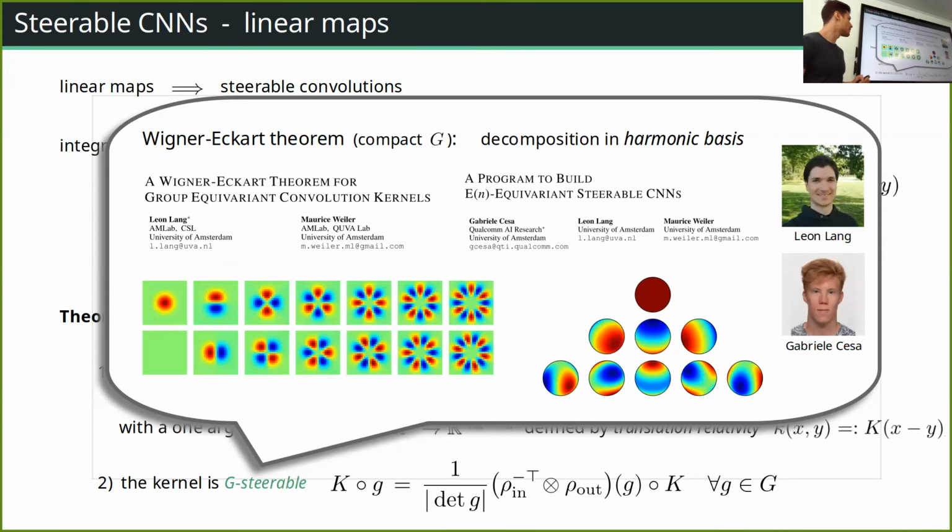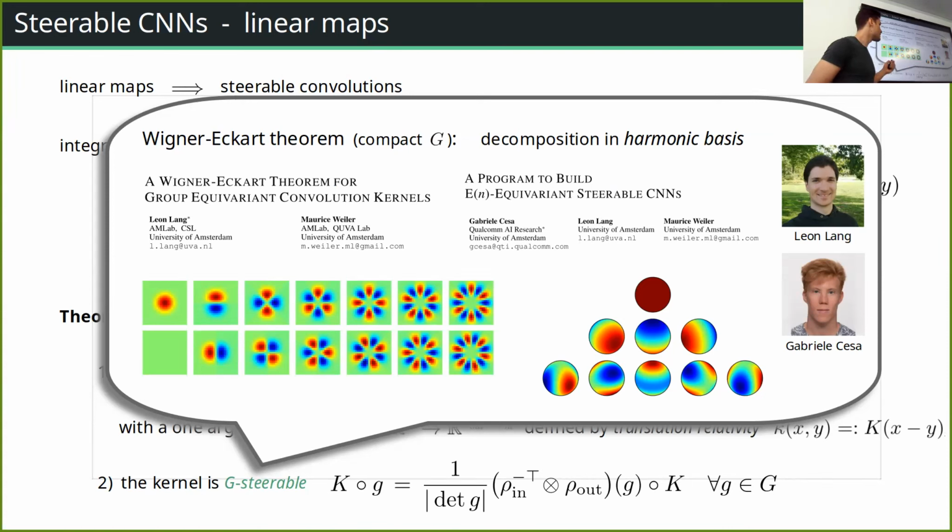And we actually have a theory for compact groups, so rotation groups or something like that. And that is a generalization of the Wigner-Eckart theorem from quantum mechanics. Yeah, it's quite interesting that we get exactly the same solution. That was worked out mainly by Leon Lang and Gabriele Cesa, who were master students of mine.